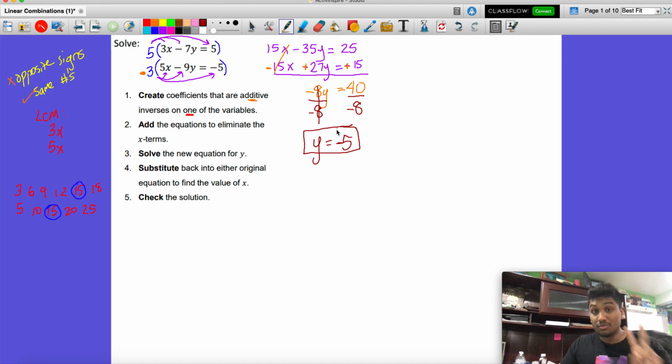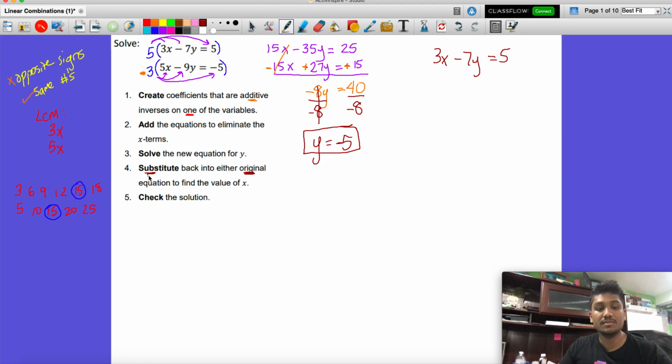As you remember, we started off with two variables. We need to then substitute back into either of the original equations. So choose any one you want, doesn't matter. I'm going to choose the one that has the lowest numbers, right? So this has a 3 and a 7, this has a 5 and a 9. So I'm going to choose the first one. 3x minus 7y. Now you could choose anything.